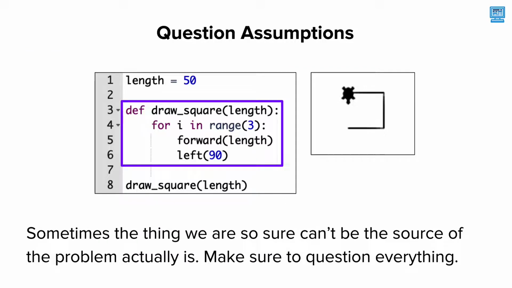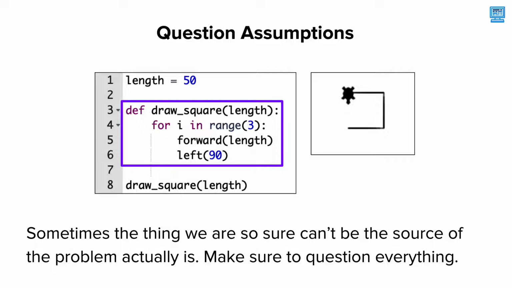The second thing to consider when debugging is to question your assumptions. Sometimes the thing we are so sure can't be the source of the problem actually is. It's important to question everything. We also need to keep in mind that the computer is just doing what we told it to do. If the program doesn't run as expected, the problem is probably in our code and not in the computer.